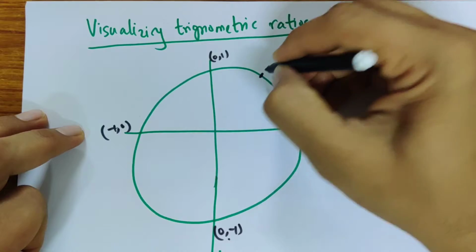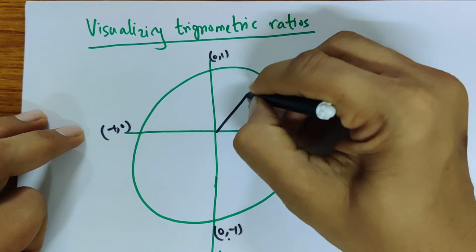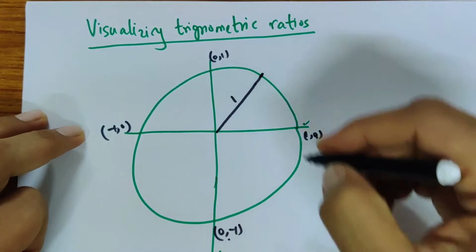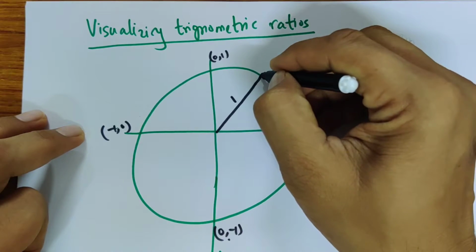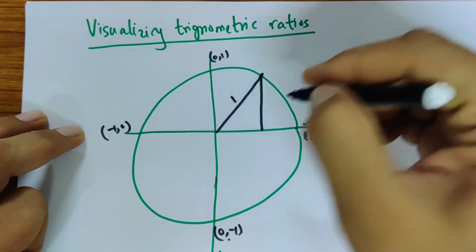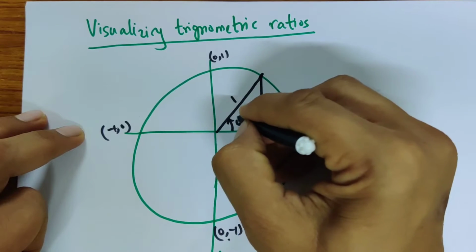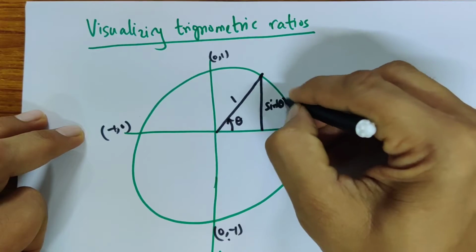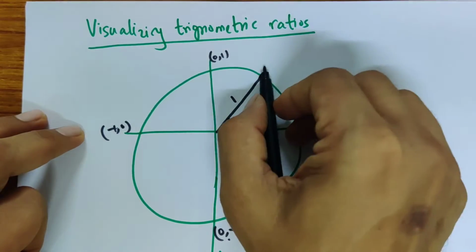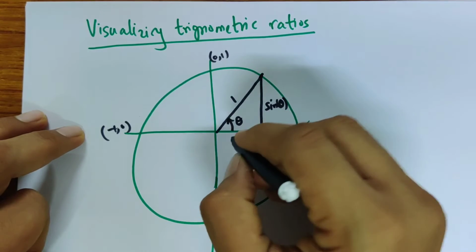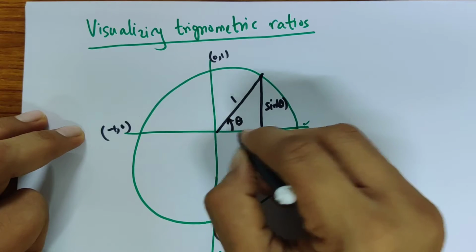So if I take any point on the circle, right, the radius is 1. This means this opposite side is called sine of this angle theta. Sine theta is just the perpendicular distance, that's all. Okay. And then you have cos theta, which is this one.